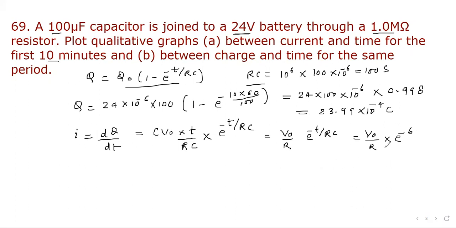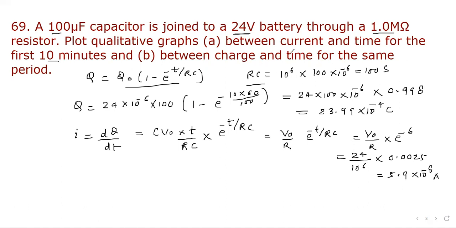So we put the values. V0 is 24, R is 10 power 6, into e power minus 6, which is 0.0025. So this will become 5.9 into 10 to the power minus 8 ampere.